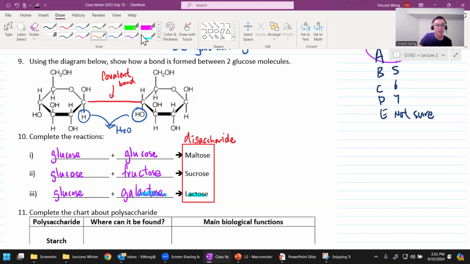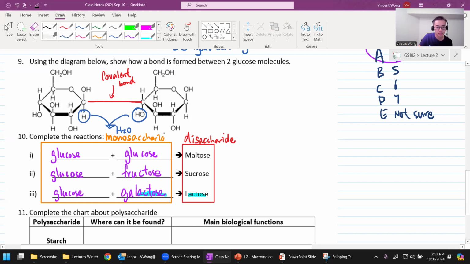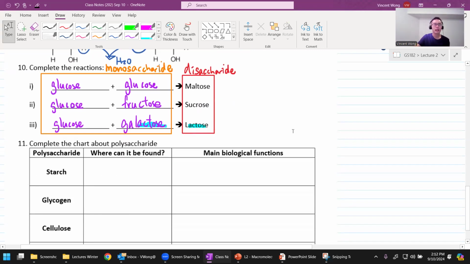So again, just to emphasize the point, these are monosaccharides, single sugar, double sugar. And these are the polysaccharides. You can get multiple glucose and connect them together. Sometimes you just form a straight chain. Sometimes you have branching or even more branching. Then you will get these different kinds of polysaccharide.